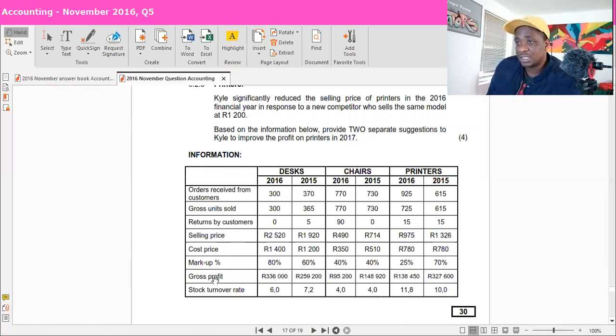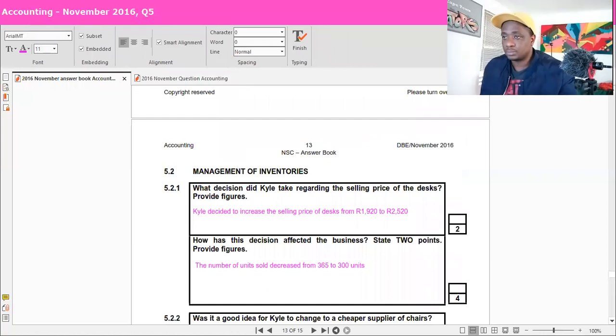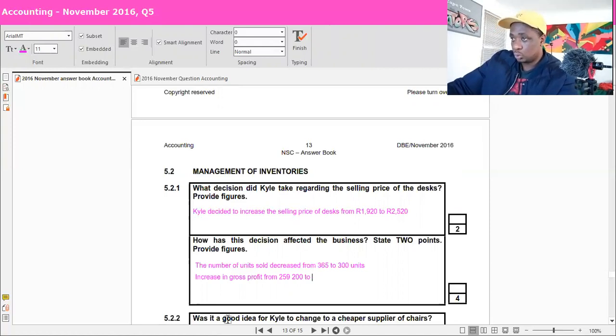Well, the other effect that I see is the gross profit. It increased from 259,200 to 336,000 because now you are charging a higher price, so your margins are much higher. As a result, it resulted in an increase in the gross profit. So I'll say increase in gross profit from 259,200 to 336,000.